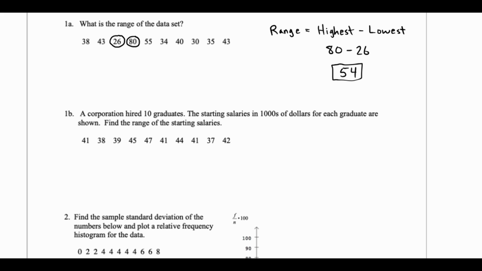Okay, so if I look at the data set here, I think 37 is the smallest and 47 is the largest. I'll put it in thousands of dollars, so the range will be 47,000 minus 37,000, which is 10,000. And it's a fairly simple explanation of the spread of the data.